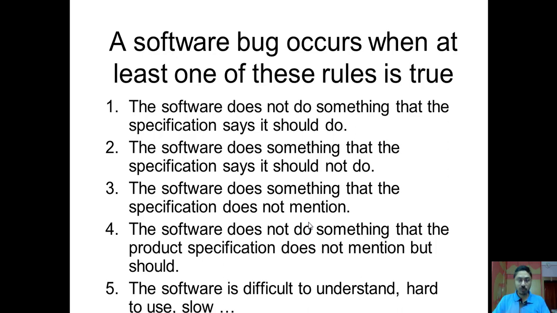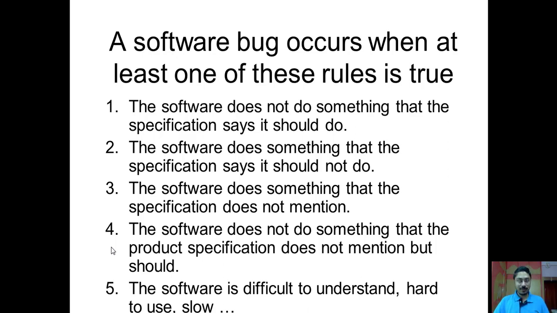Now the fourth rule. The fourth rule says the software does not do something that the product specification does not mention, but it should. The fourth clause is very different. Here, in the product specification, nothing is mentioned about whether this thing should be done or not, but it is implicitly assumed that these features should be given in the software. So it was not written in the specification, but it was assumed.